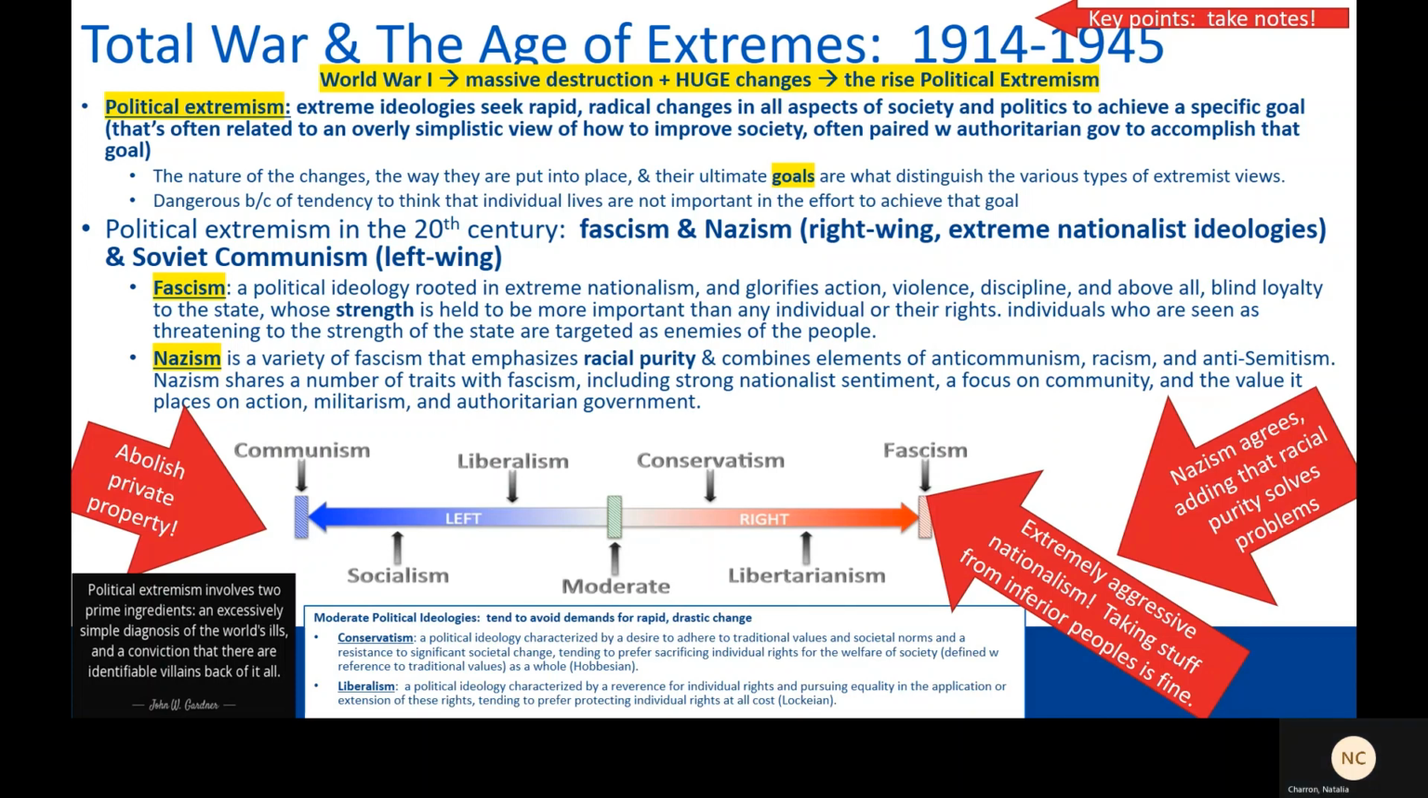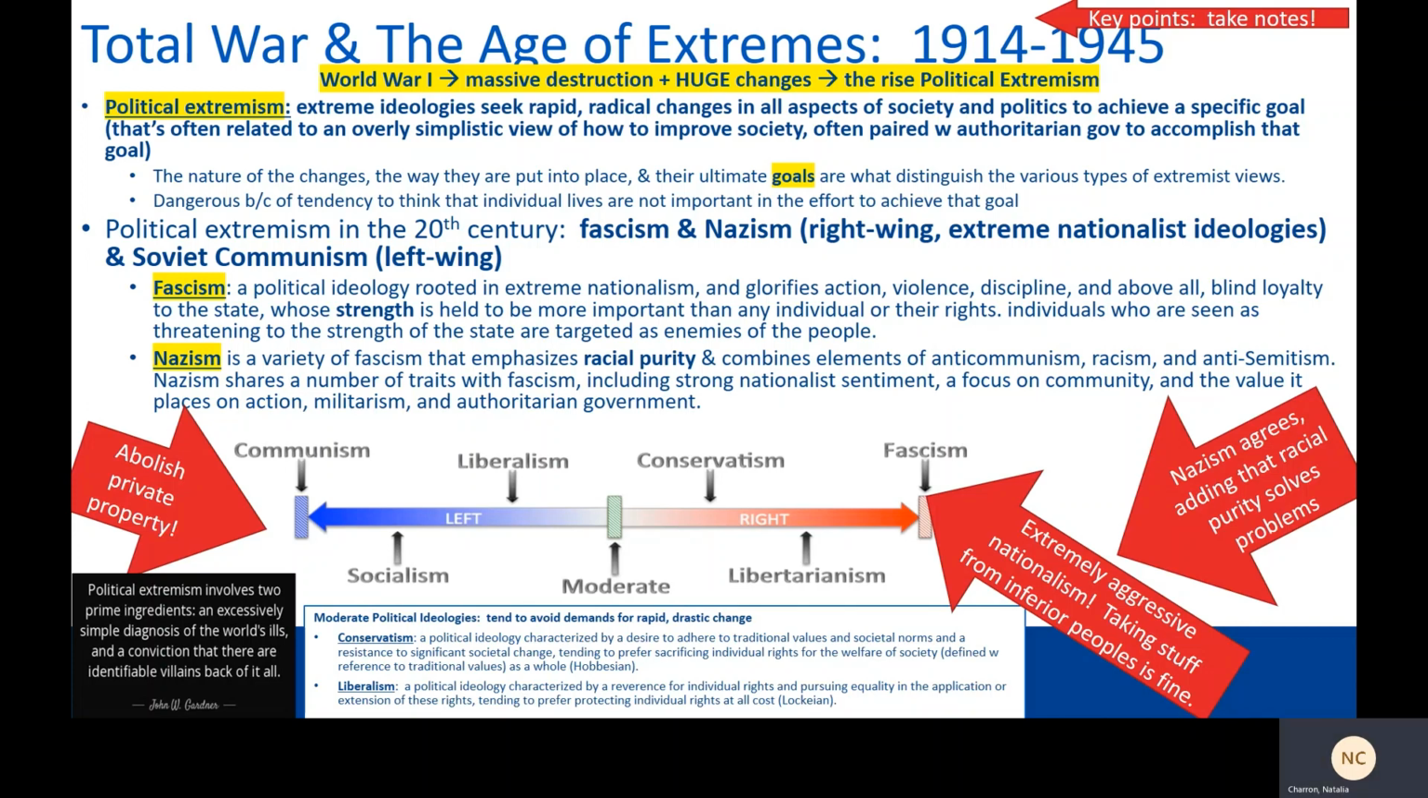Fascism is a political ideology rooted in extreme aggressive nationalism that glorifies action, violence, discipline, and above all, blind loyalty to the state. The strength of the state under fascist politics is held to be more important than any individual or their rights. And any individual or group who's seen as threatening to the strength of the state tends to be targeted as enemies of the people, which is really scary.